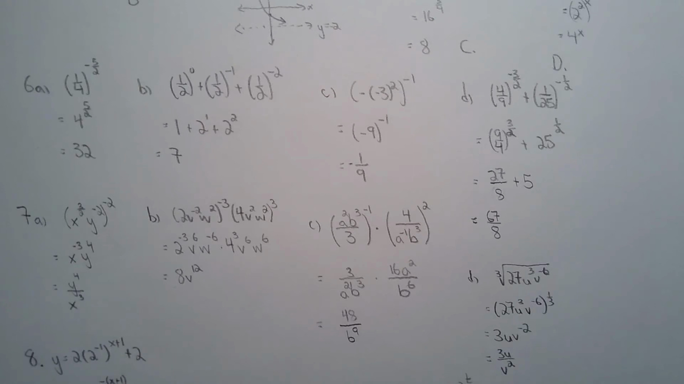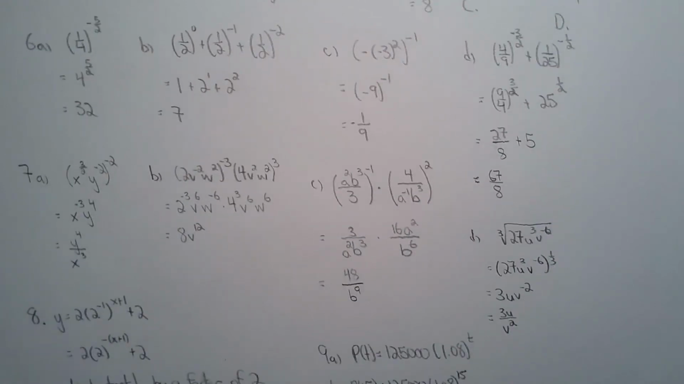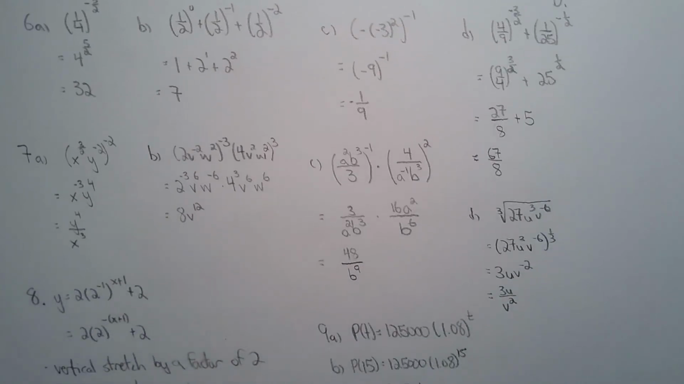For 7, more exponent laws, not much to say, just follow BEDMAS. I would argue 7b is a grade 10 question because there's no rational exponents there. If it doesn't involve rational exponents, I don't consider that a grade 11 question. Same with 7c. 7a, b, and c to me are all grade 10 questions. Nothing about them involves rational exponents. So 7d is the only one that involves a rational exponent.